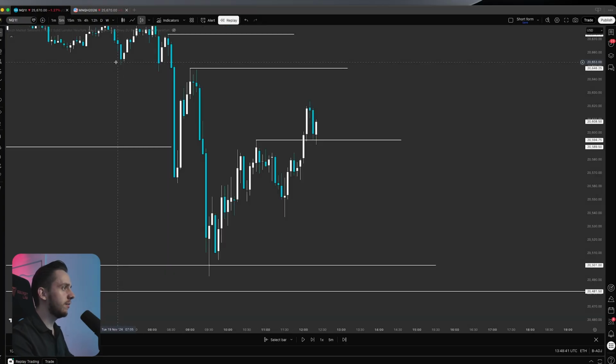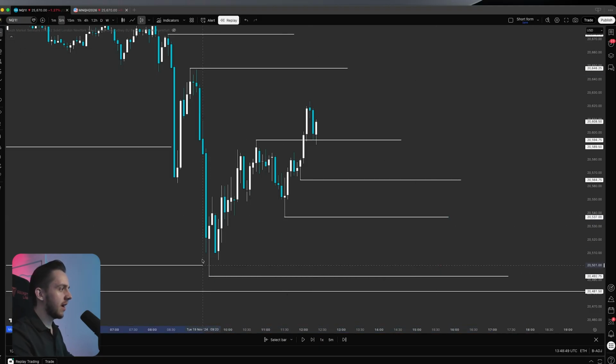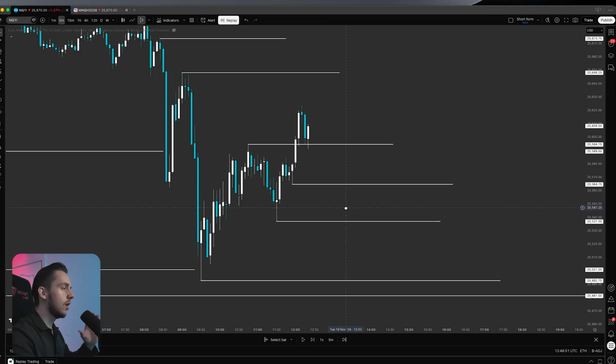If on the 5-minute price comes down to this low right here, this low right here, and even this low right here, if price comes back to all these three lows, what are you expecting? Are you expecting a reversal from here and then price to go up? Or are you expecting for price to just ignore these levels and go straight down? The answer to that is ignore these levels.